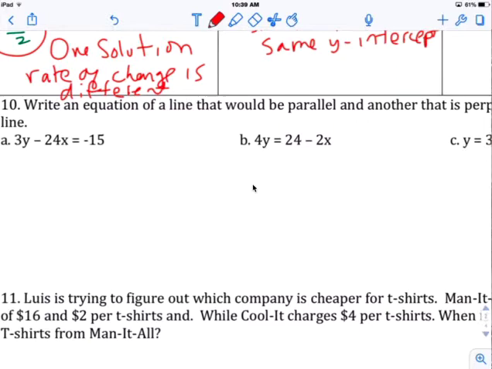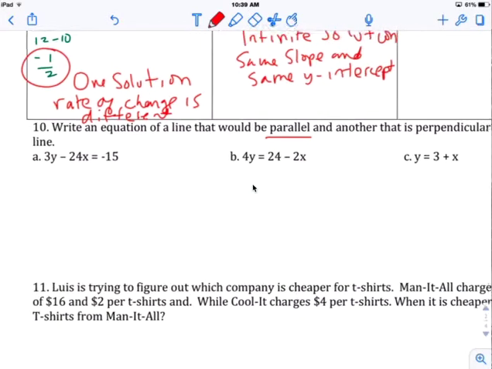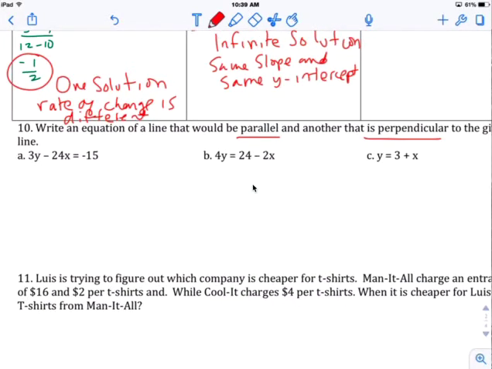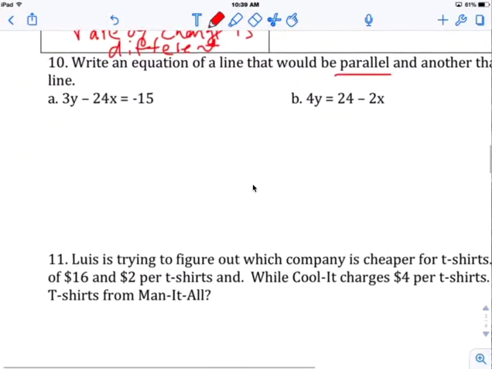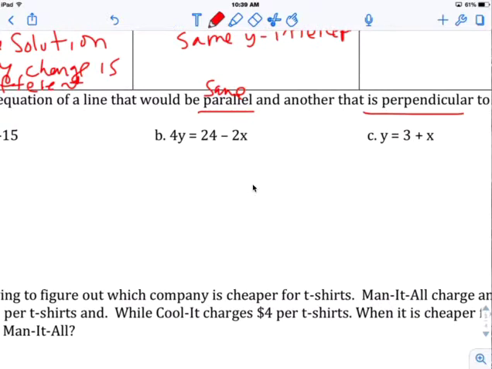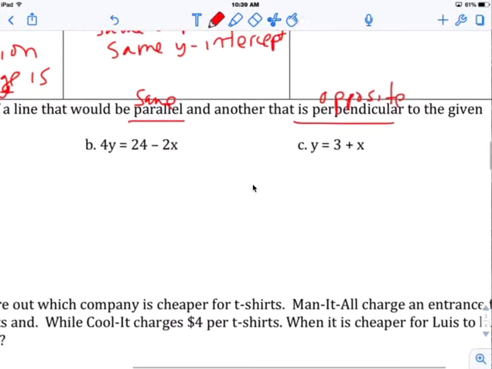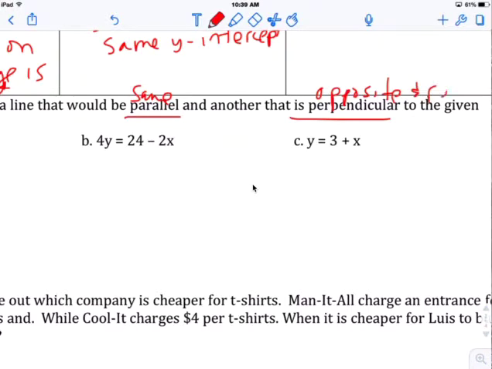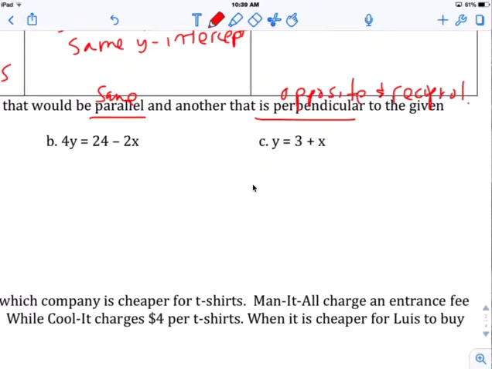Write an equation that would be parallel and another that is perpendicular to the given line, okay? Parallel, same slope. Perpendicular, opposite and reciprocal. Slope. We're looking at slope here.